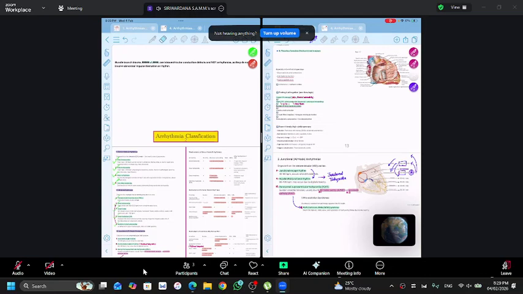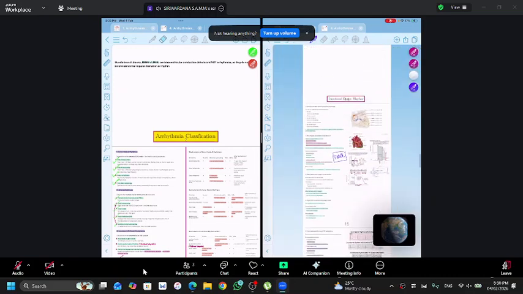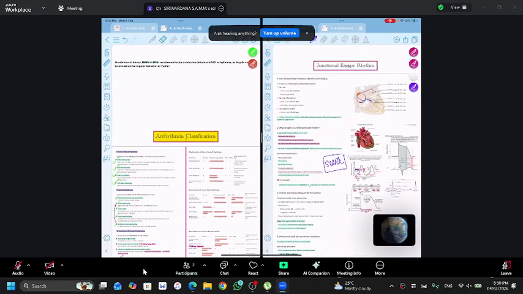So the junctional escape rhythm is 40 to 60 beats per minute, so the heart is in bradycardia. Accelerated junctional rhythm is 60 to 100, so the heart is at sinus rate. Junctional tachycardia is a true tachycardia. Those are the three basic mechanisms that can happen due to abnormal automaticity involving the AV node. So let's go through these junctional escape rhythms and the ECGs as well.